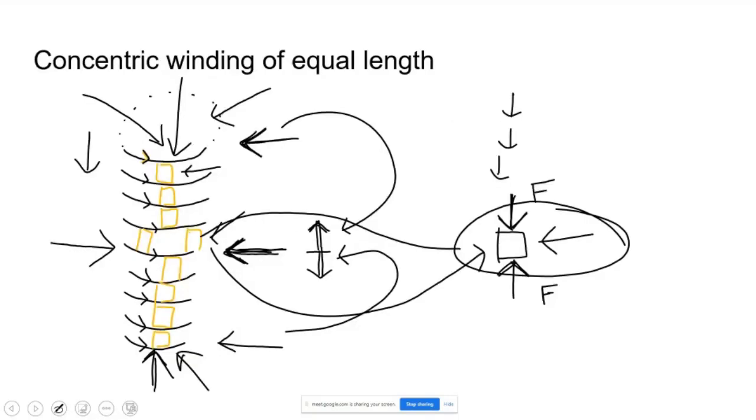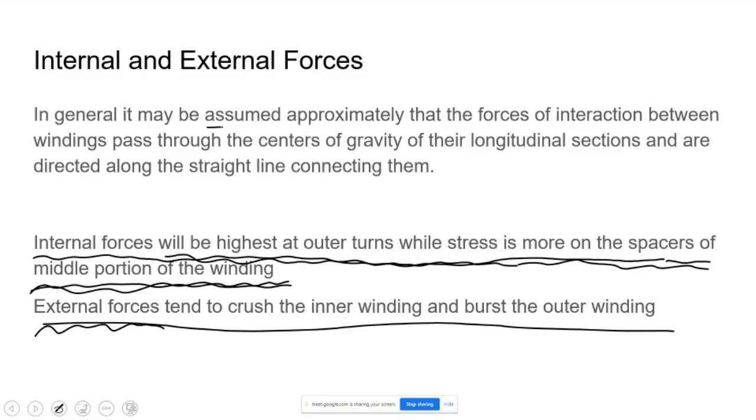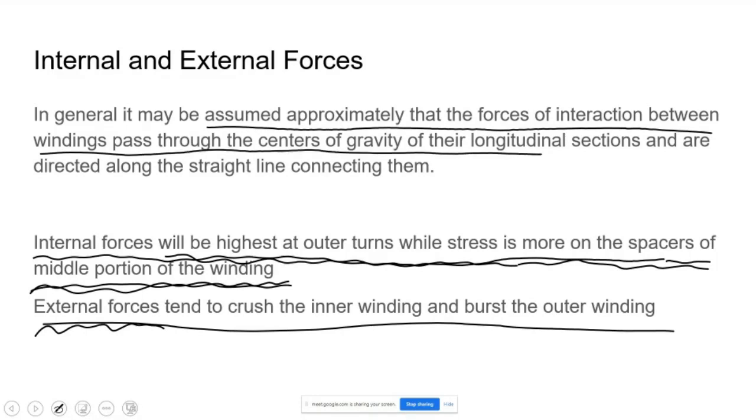Then there are concentric windings of equal length. Now let us discuss the various cases of how the forces will be in the transformer. That is windings of equal length, windings of unequal length, how the forces will be. So that statement is already there. In general, it may be assumed approximately that the forces of interaction between the windings pass through the centers of gravity. See, because the winding after all is rigidly connected actually.